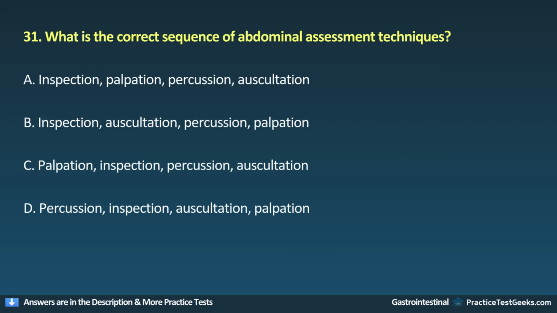31. What is the correct sequence of abdominal assessment techniques? A. Inspection, palpation, percussion, auscultation. B. Inspection, auscultation, percussion, palpation. C. Palpation, inspection, percussion, auscultation. D. Percussion, inspection, auscultation, palpation.